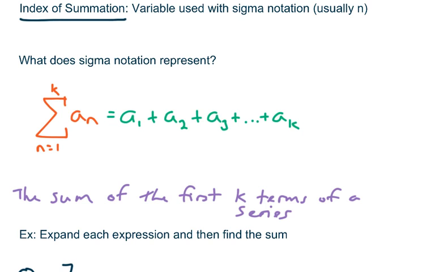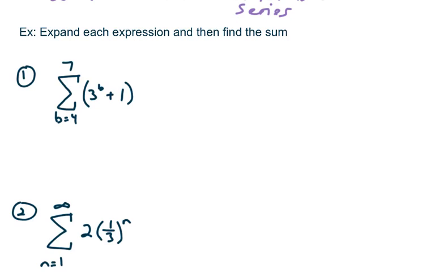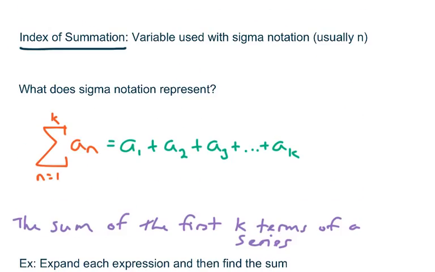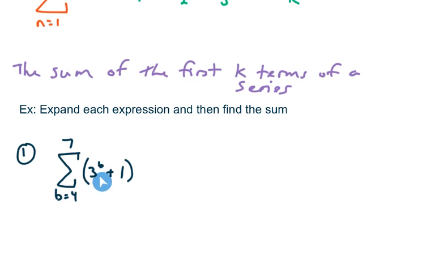So let's expand each expression and then find the sum. I have a couple of examples here. With the first one, we're finding the sum of 3 to the b plus 1 from b equals 4 to 7. So we're starting this time with 4 instead of 1. The first couple of times I wrote this, it was always n equals 1. Well, this time it's going to be 4, and we're using b just because that's our variable. Let's expand this out and try to figure out what this is equal to.